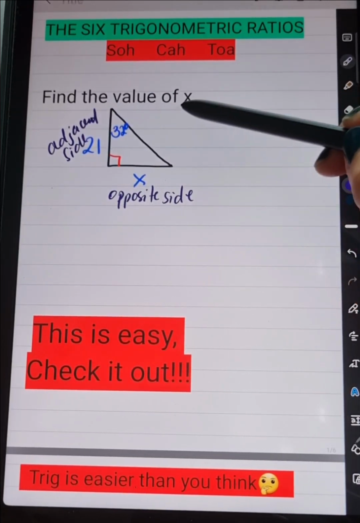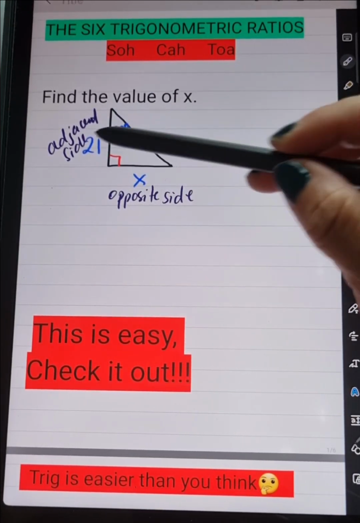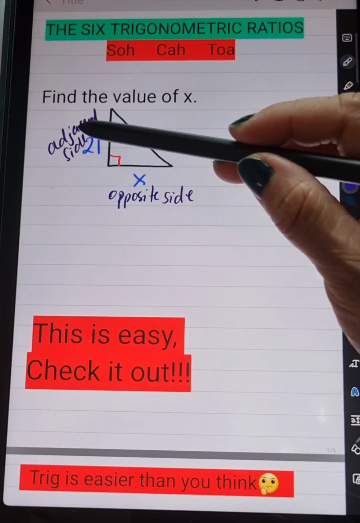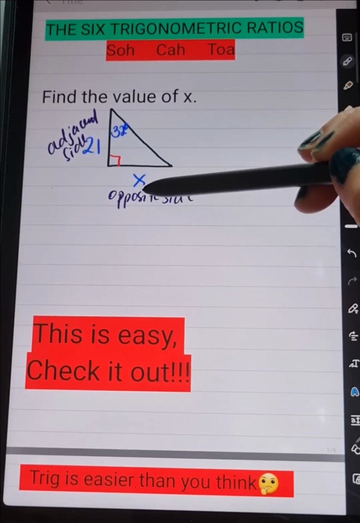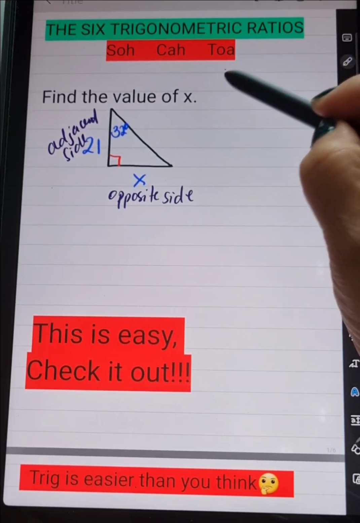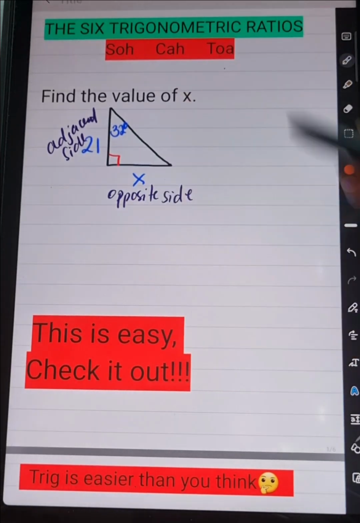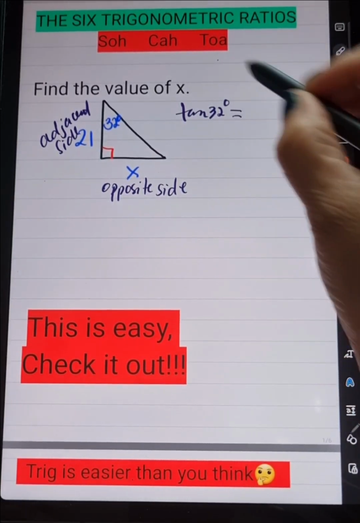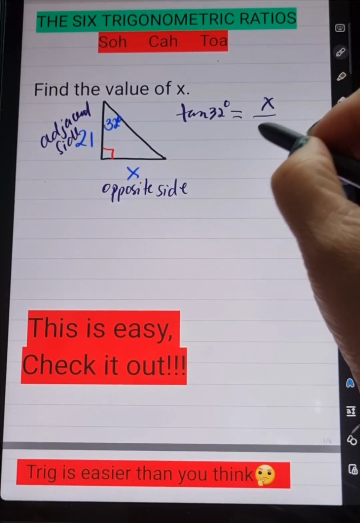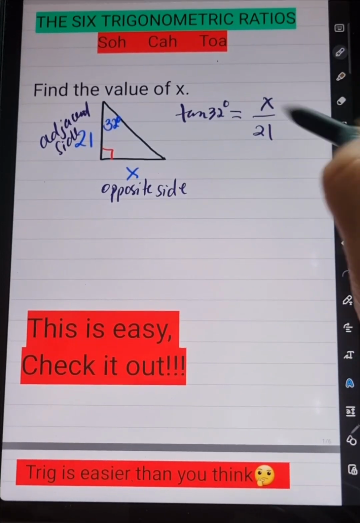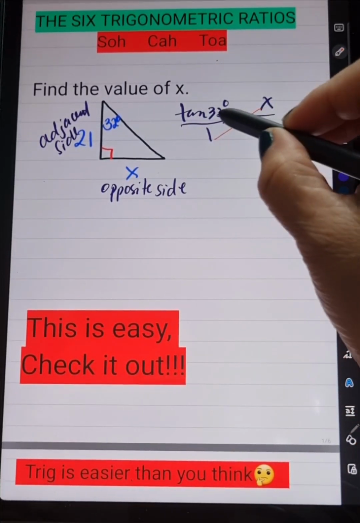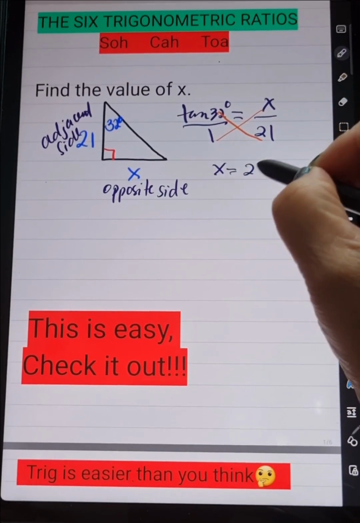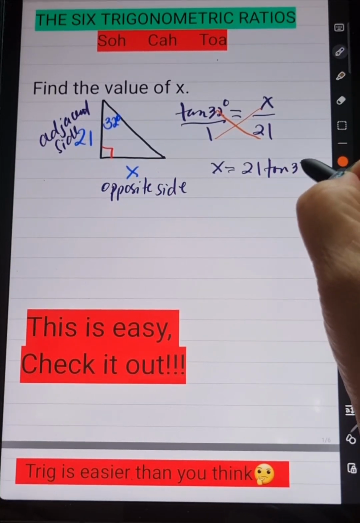So here we're asked to find for the value of x, which is the opposite side, and given the adjacent side and the angle theta here, which is 32 degrees. So what trig function can we use here? We can use the tangent function. So we have tangent 32 degrees is equal to the opposite side, which is x, over the adjacent side, which is 21. Now, understood there is 1 here, so we can cross multiply, and then we're going to solve for the value of x. So x is equal to 21 times tangent 32 degrees.